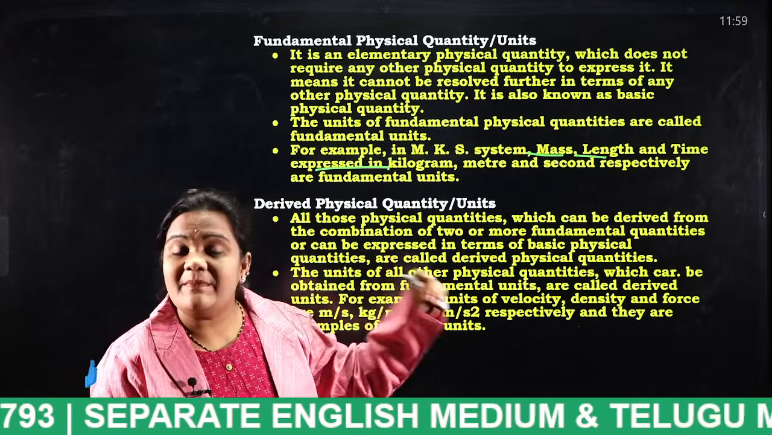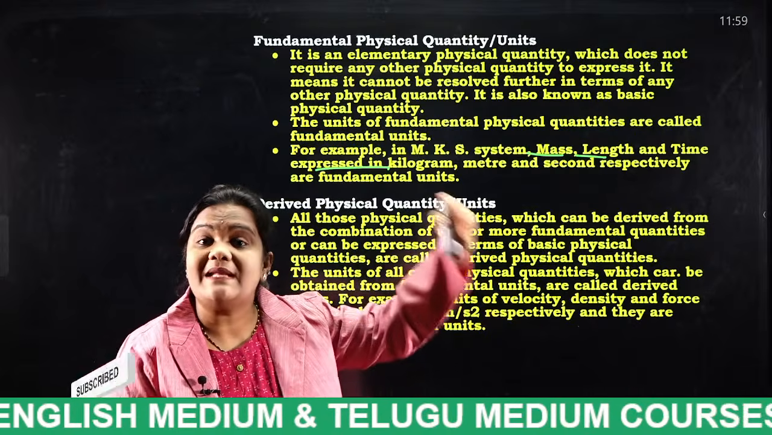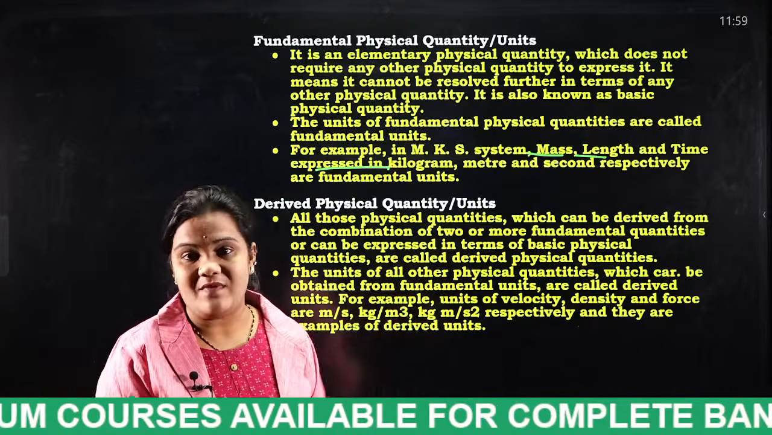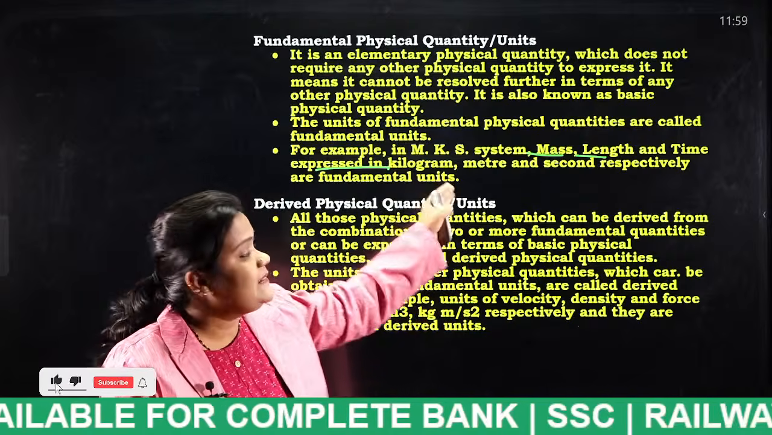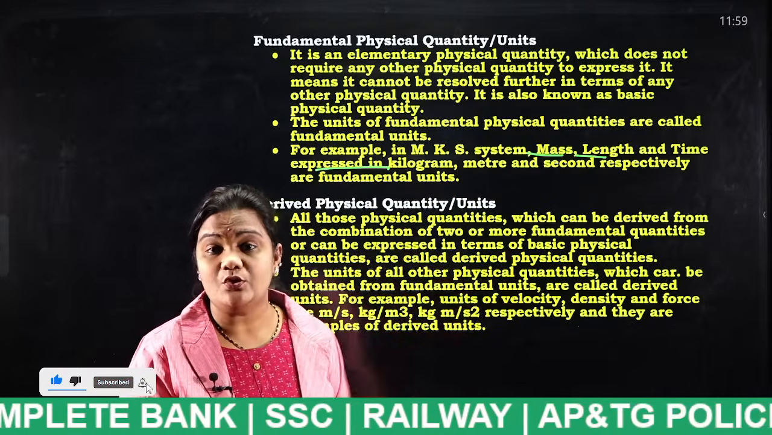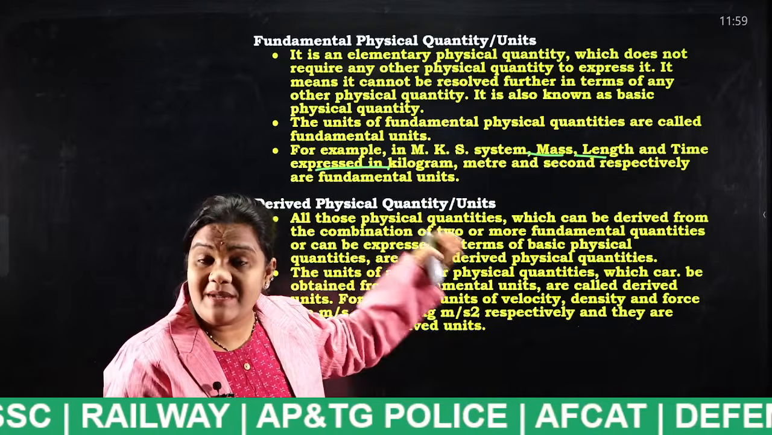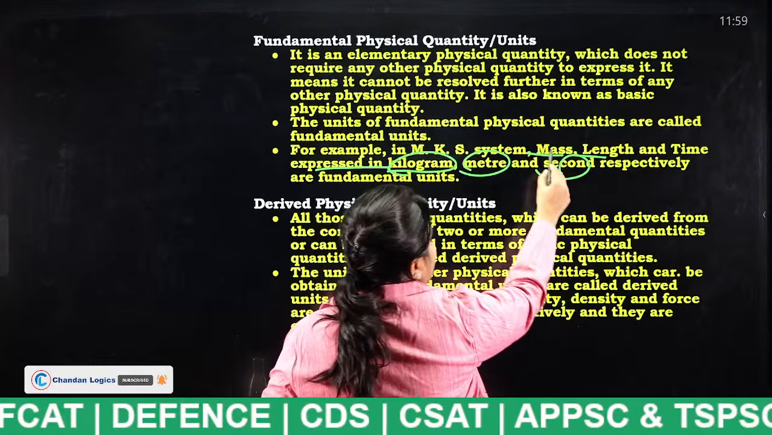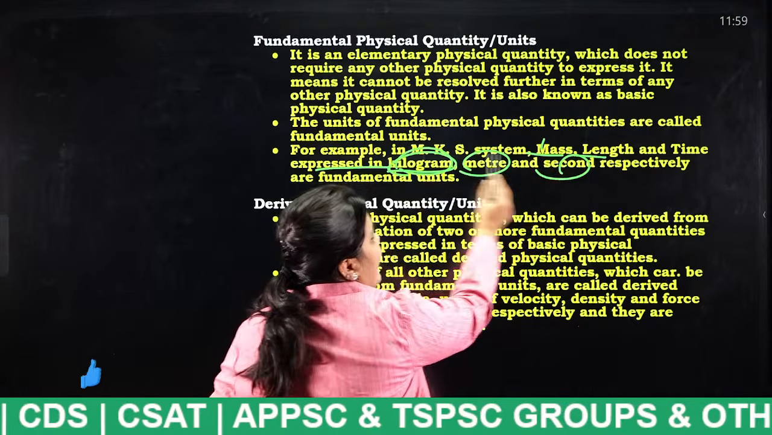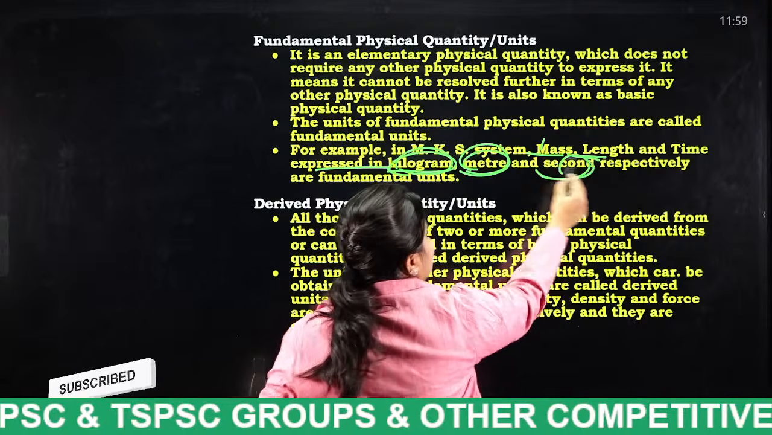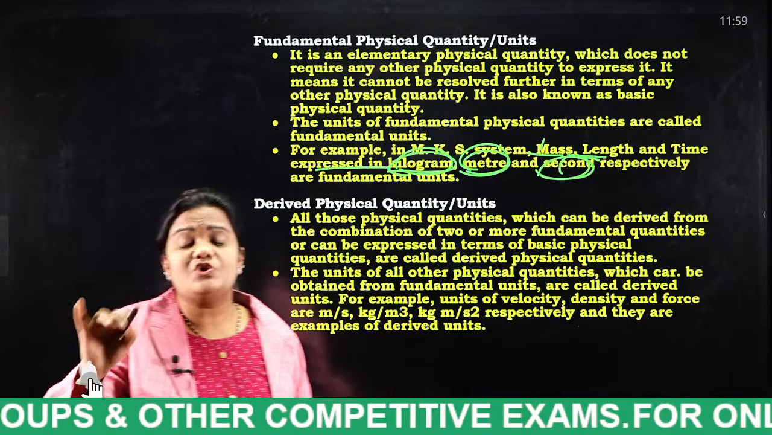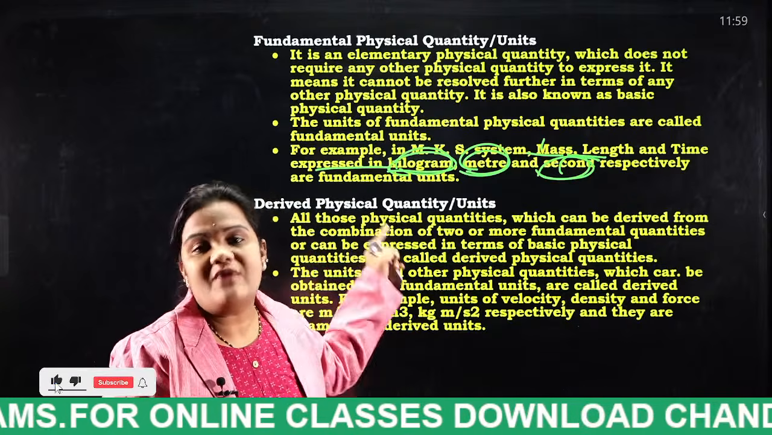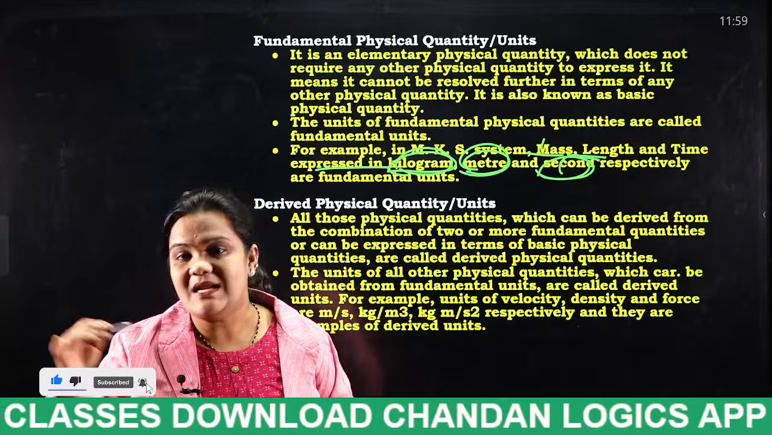The physical quantities which are not derived from any other quantities are set as fundamental physical quantities. What are those? Mass, length and time. And what are the fundamental units of these quantities? Kilogram, meter and second. So, the mass unit is kg, the length unit is meters and the time unit is seconds. These units are not derived from any other units. For this reason, these are known as fundamental physical quantities.